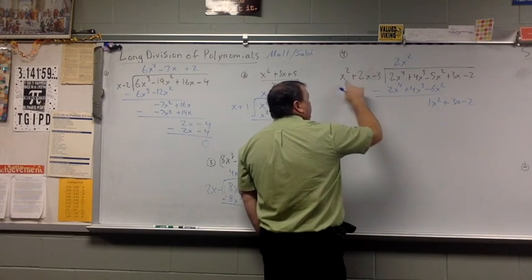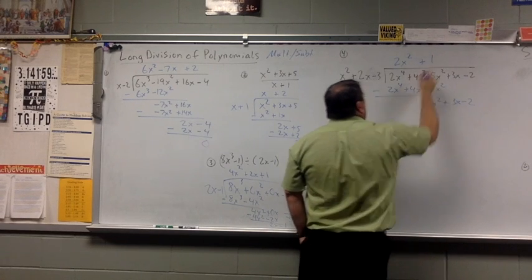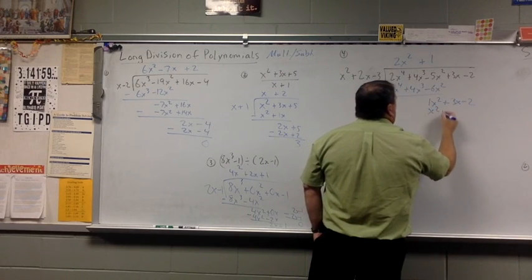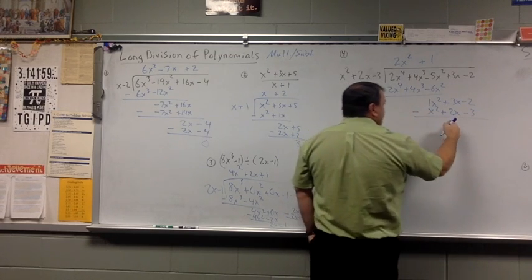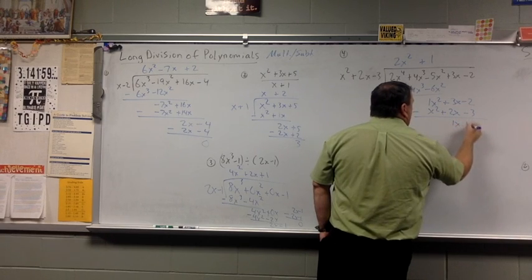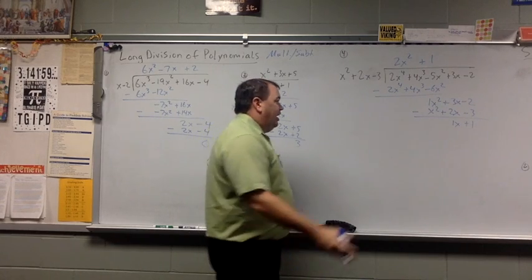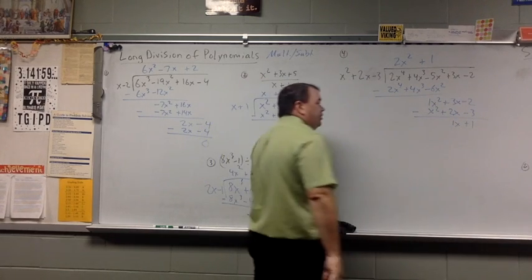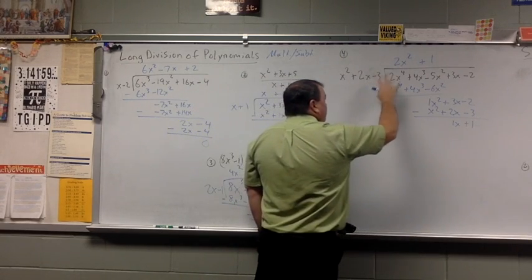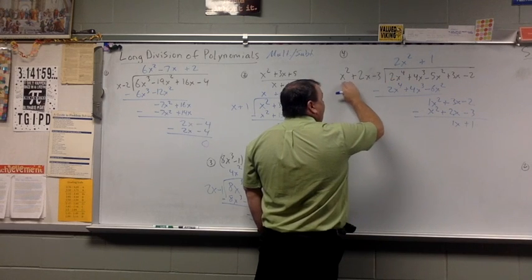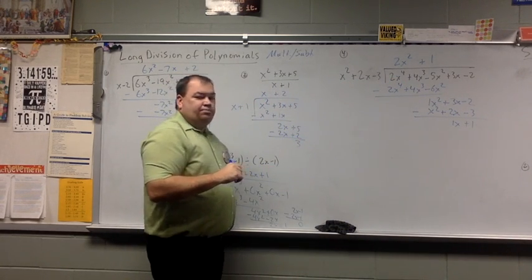Again, I'm making my first terms look the same. All it's missing is a 1. And I'm left with a 1x plus a 1. There's nothing else to bring down, there's nothing else to divide. I got a remainder. Sometimes I will, sometimes I won't. It tells me that I didn't find a factor here, but I can only do this kind of division with something that's nonlinear with long division.